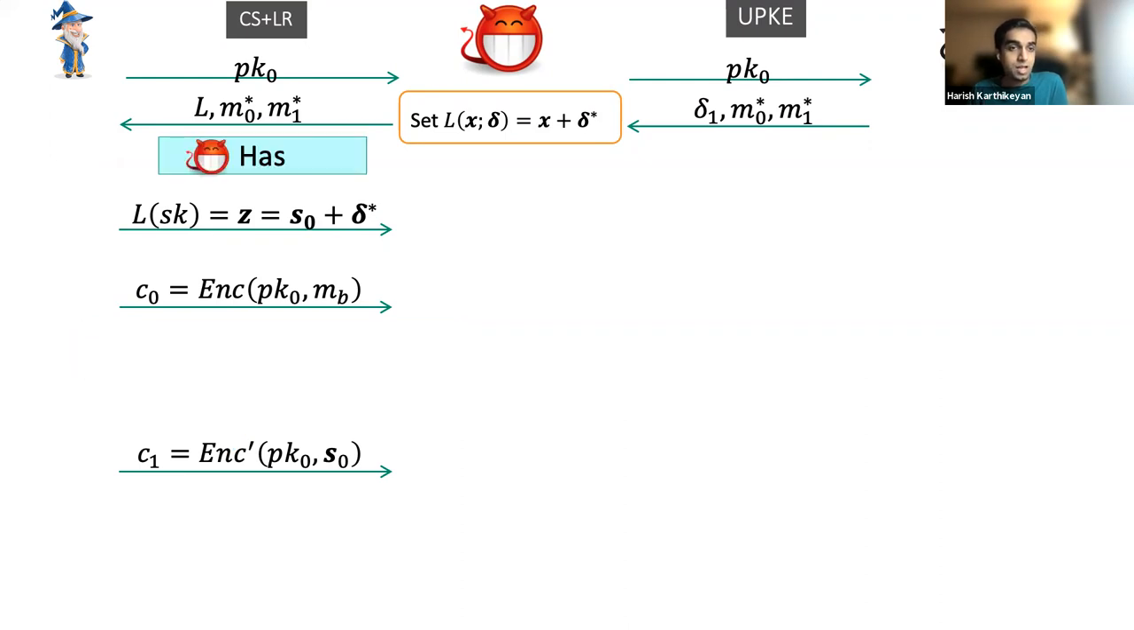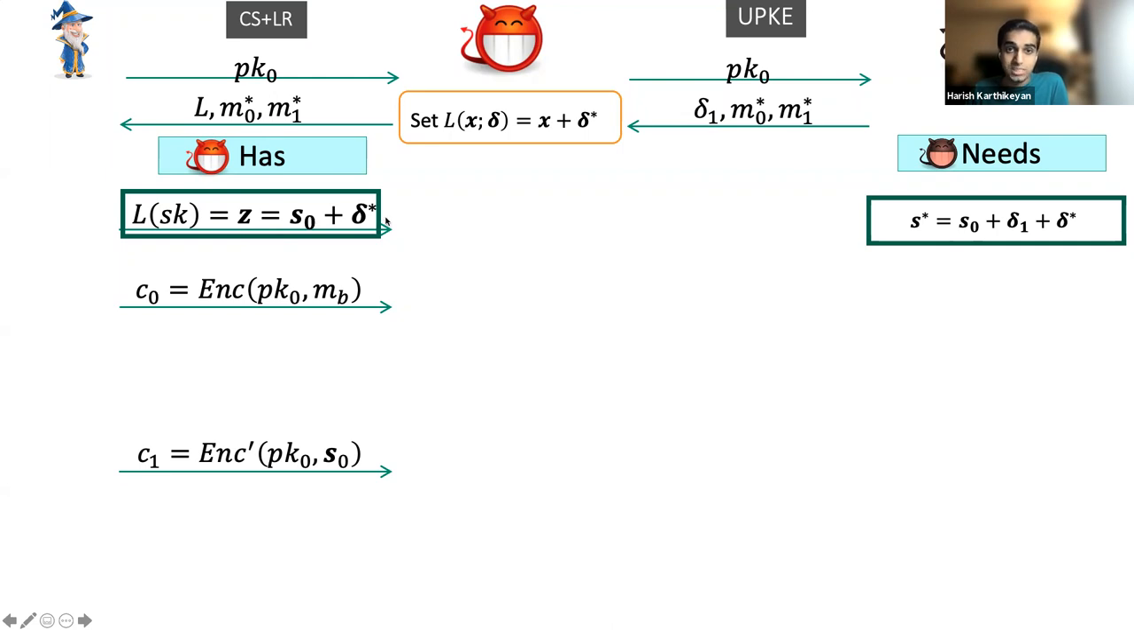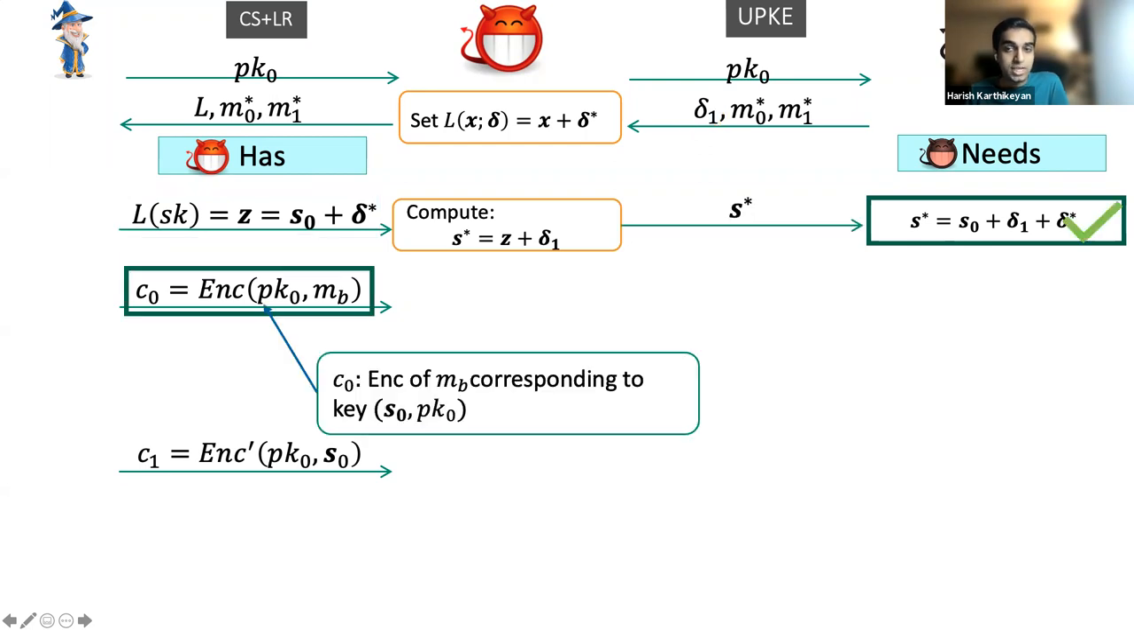And so this is what the red adversary has. And we will now look at what the purple adversary needs and how the red adversary is in a position to generate it for the purple adversary. So it needs S star is equal to S naught plus delta one plus delta star, which is the new secret key corresponding to the fresh randomness delta star. Fortunately, the red adversary already has Z, which is S naught plus delta star, and the red adversary knows delta one because it receives delta one from the purple adversary. So it simply does an addition. So we have a check there.